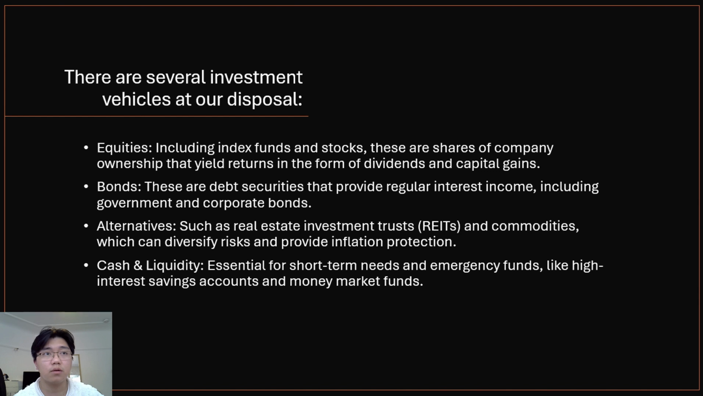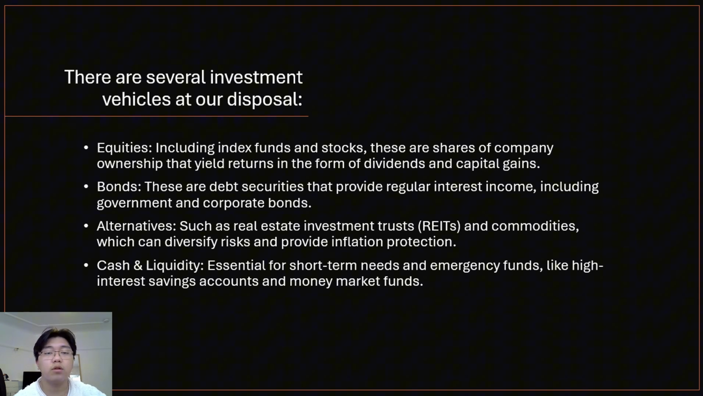First are the equities. These include index funds, UK dividend stocks, and thematic stocks. These offer potential for high returns, but also higher risk. These stocks are shares of company ownership that yield returns in the form of dividends and capital gains. Secondly are the bonds. These are the government and corporate bonds that provide more stable and predictable returns, acting as a safeguard against market volatility. These are debt securities that provide regular interest income.